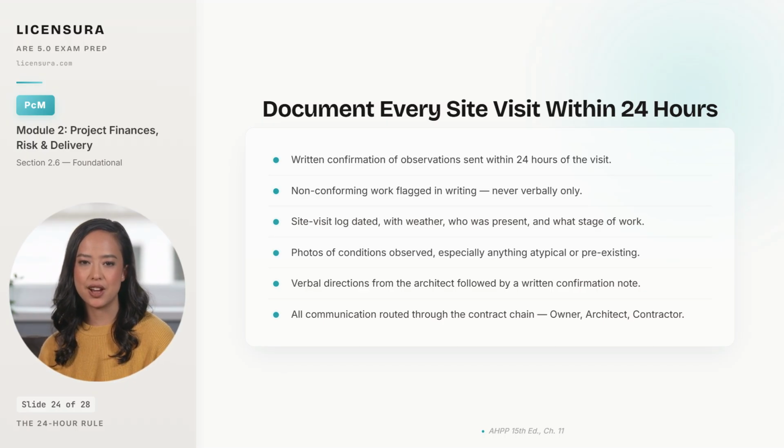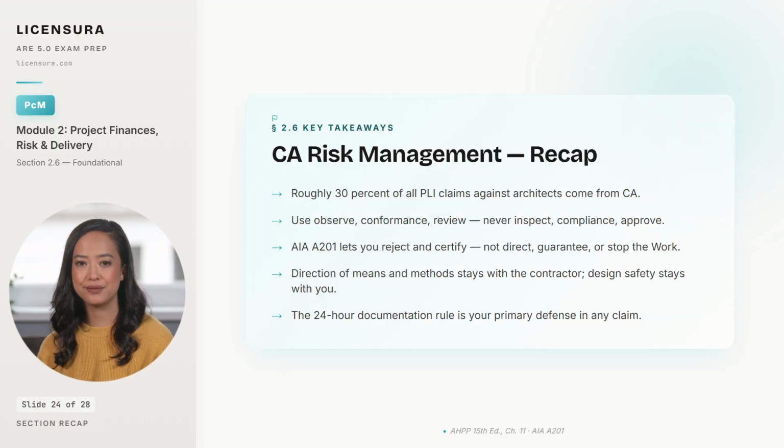The site visit log is your primary defense. Build it every day, not after the dispute starts. Pull it together. CA risk management is language discipline, role discipline, and documentation discipline. 5 takeaways from this section.